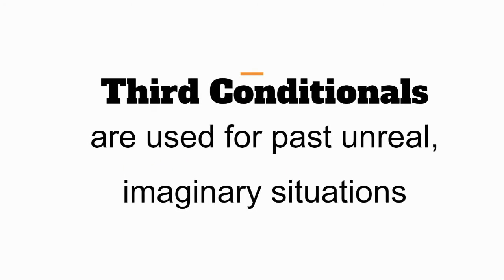Third conditionals are used for past unreal, imaginary situations. The third conditional talks about the past. It is about a condition in the past that did not happen. That is why there is no possibility for this condition.